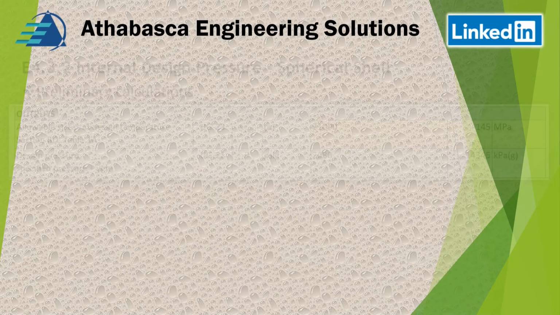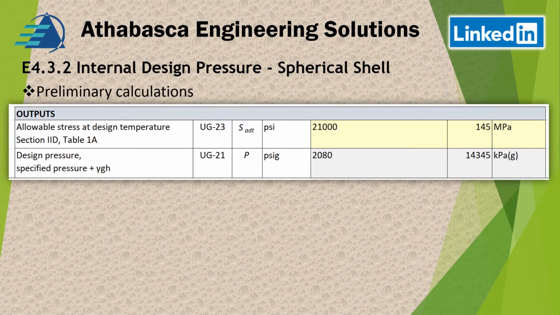So let's take a look at the preliminary calculations. The allowable stresses at design temperature: we got Section 2D Table 1A, and we pulled it out of that one. We can also use Table 1D as well, but this is for Section 2D Table 1A, and we got 21,000 psi. We adjust for the hydraulic head. In this case, there is no adjustment for hydraulic head because it's a gaseous sphere.